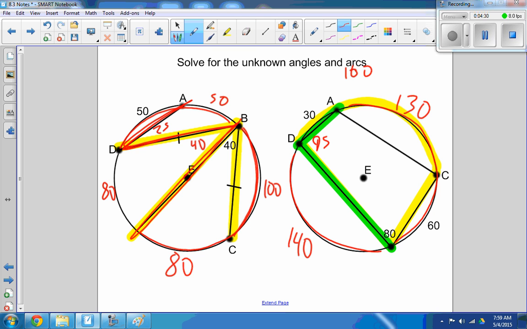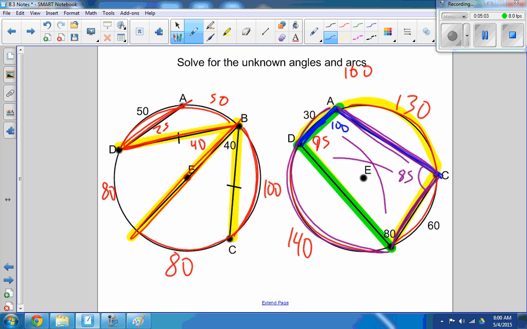So let's solve for the rest of these. This one, DAC, 60 plus 140, it's got to be 100. And then this last one here, that creates this arc, 140 plus 30, that's 170. 170 divided by 2, 85. Now we know we're right because look, this is a quadrilateral. All of these add up to 360.